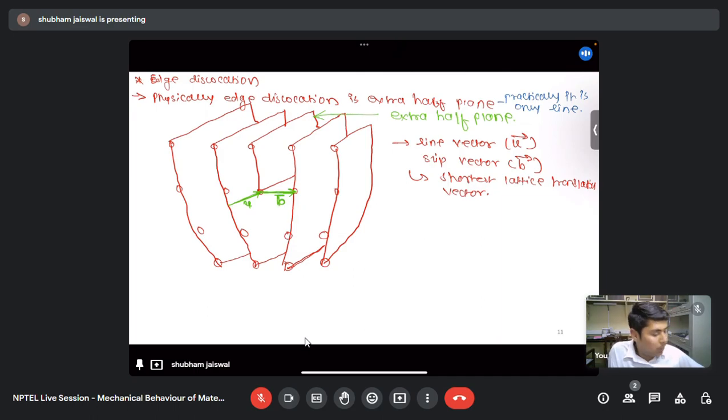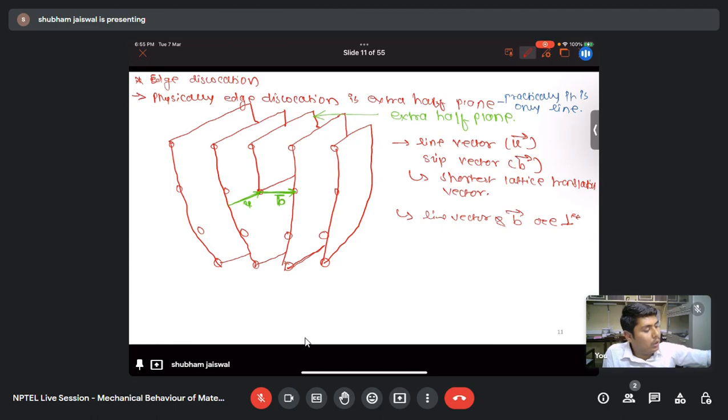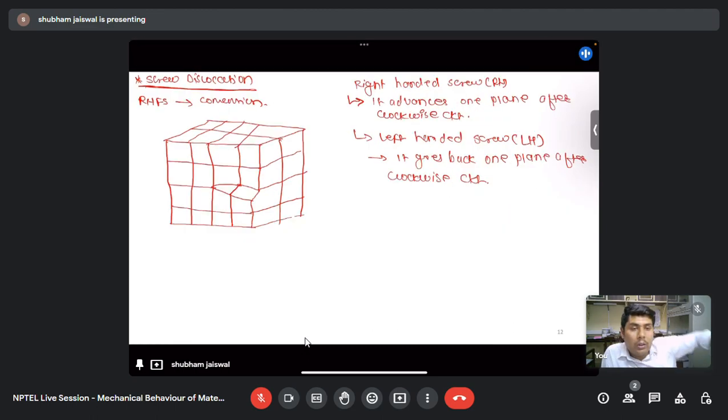here you can see that the line vector and slip vector are perpendicular. Sorry, I forgot to mention, in the edge dislocation the line vector and Burgers vector are perpendicular. And here, let's see how it will come in the screw dislocation. First, what we need to do is take our hand and keep our thumb in the direction of our line vector, also known as the sense vector, and then we will do the clockwise circuit.